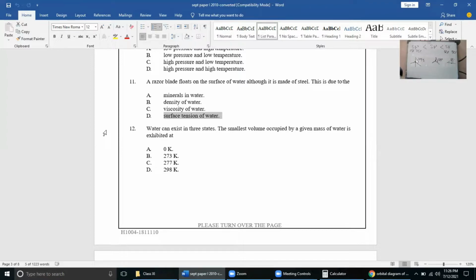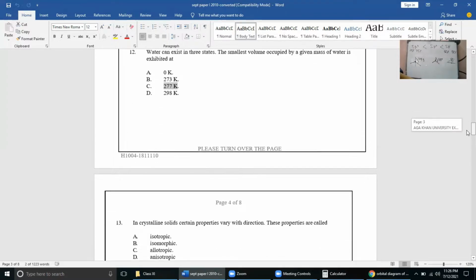But these values of temperature are written in Kelvin scale. So by adding 273, you can convert 4 degrees into Kelvin scale. So the correct answer will be 277 Kelvin. That is equal to 4 degrees centigrade.